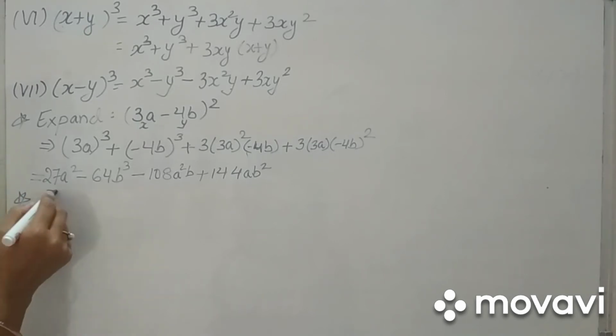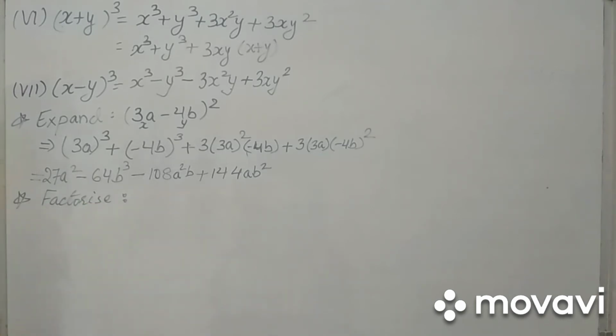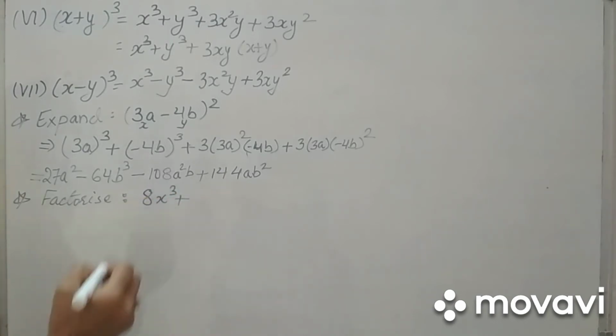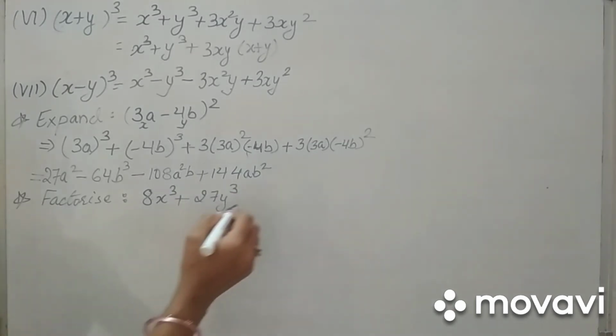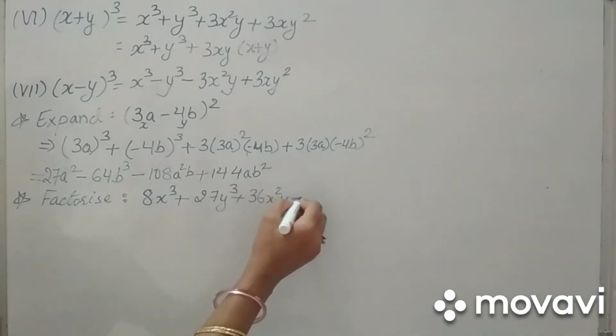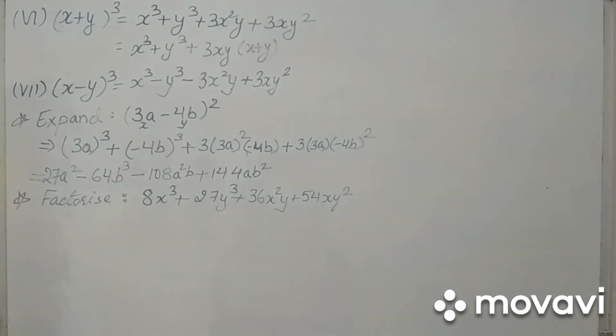Now we come to the factorization. Factorize it. Whenever there are 4 terms, how to factorize it. Eight x cube plus 27y cube plus 36x square y plus 54xy square. Now this is an expanded form. We need it in factorized form.